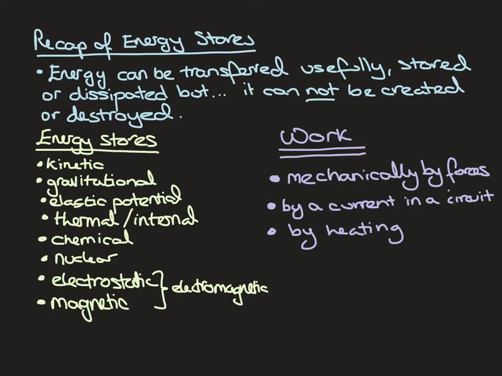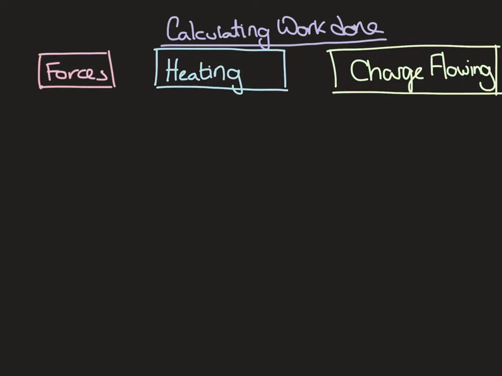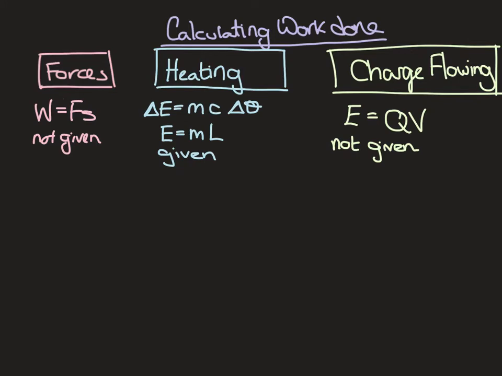So those are our different ways of doing work. And what we're going to look at now is how we can calculate the amount of work done via these different methods. So here we are, our three different methods of doing work: forces, heating and a charge flowing. Let's remind ourselves of the equations for work done in these different situations. So if a force is transferring energy, if a force is doing work, we have this equation: the work done is equal to the force times the distance moved in the line of action of the force. Remember, this equation is not given, so we need to memorise it so that we can recall it in an assessment situation.